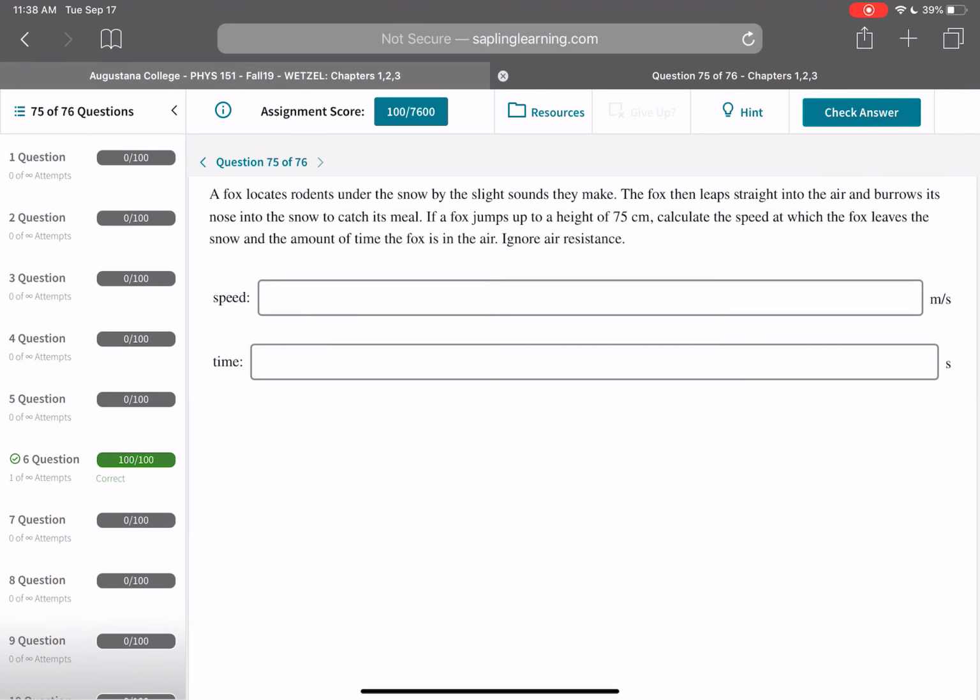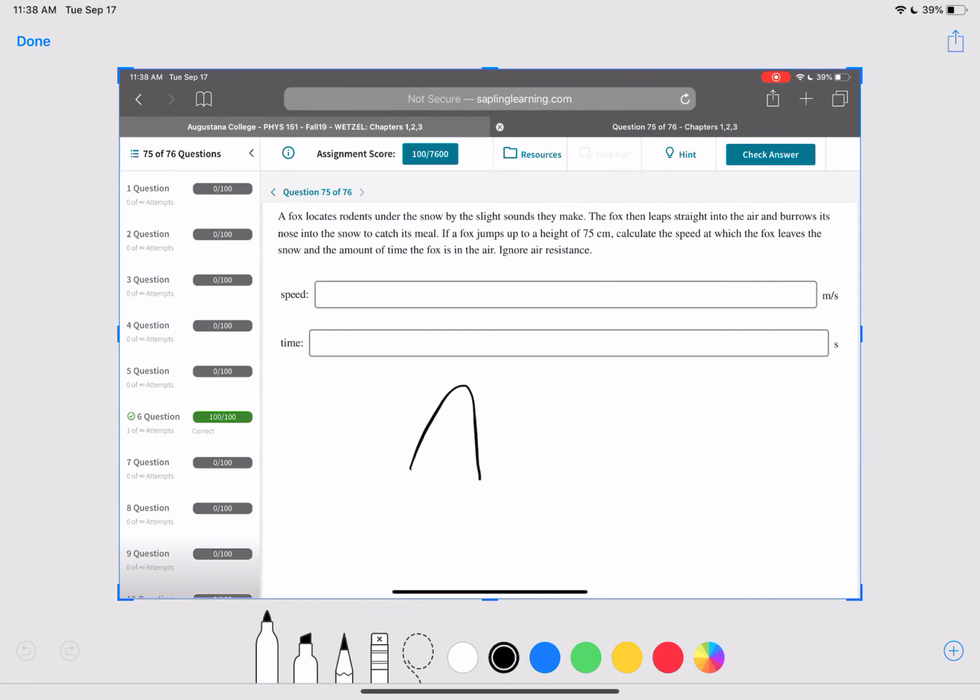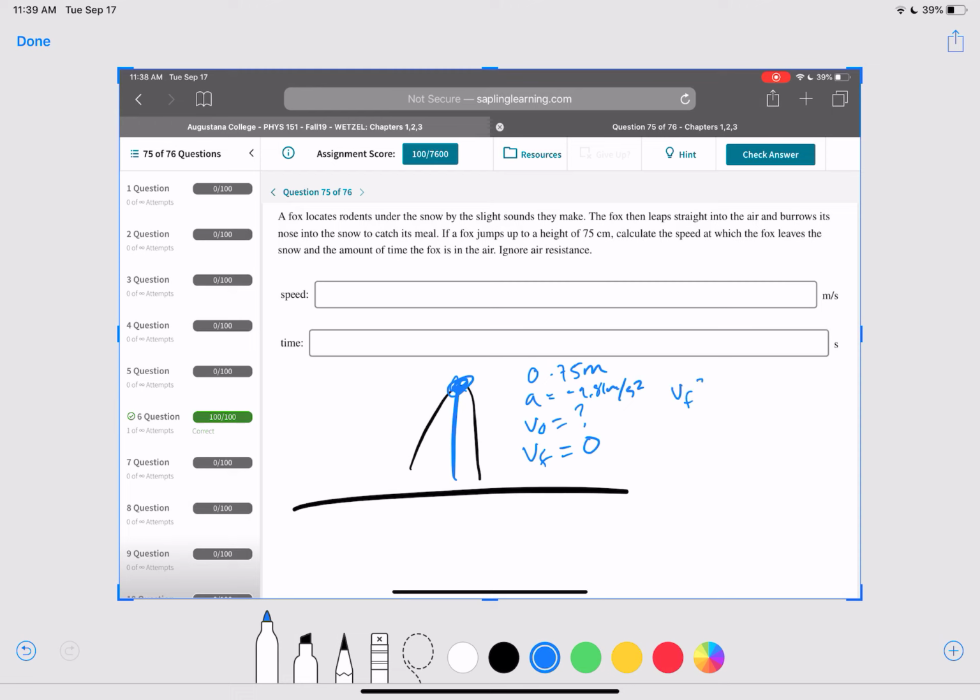Okay, 75. Fox locates rodents under the snow by the sound they make. The fox leaps straight in the air. Okay, so the fox is going to go whoop, boom, and hit the snow. Okay, so it gets up to a height of 0.75 meters. The acceleration is negative 9.81 meters per second squared. V0 is something. V final at the top of this peak is equal to 0. So what we want to do is calculate the speed, V0, that leaves the snow, and the amount of time in the air. So V final squared is equal to V initial squared plus 2GY.